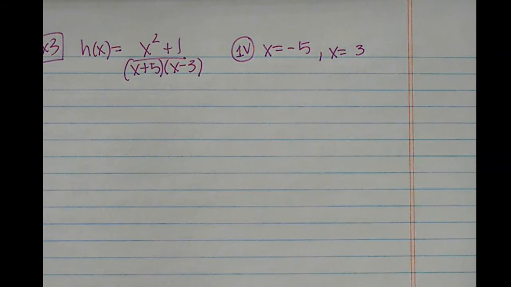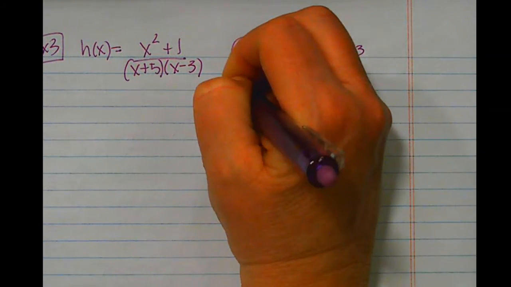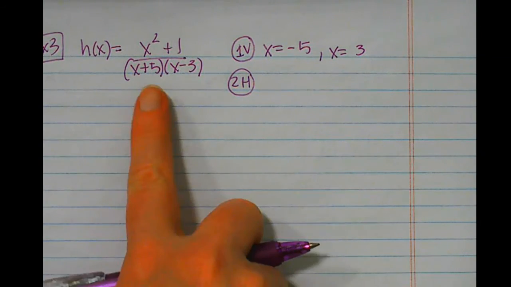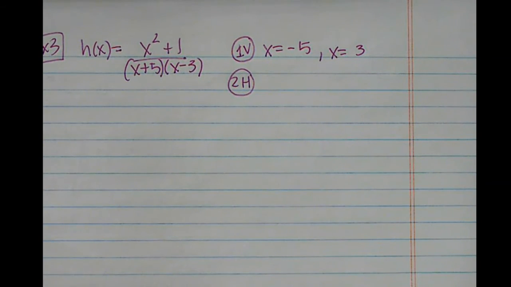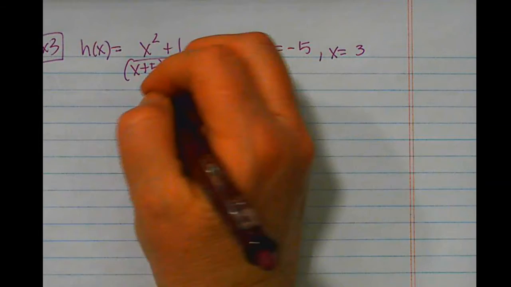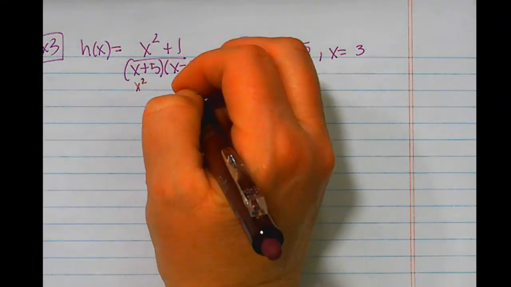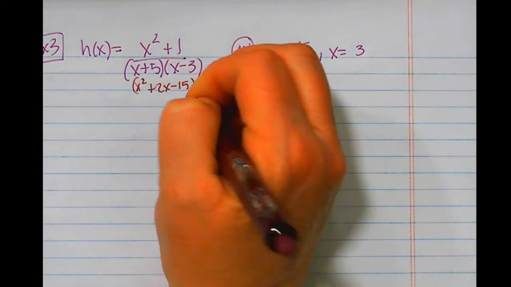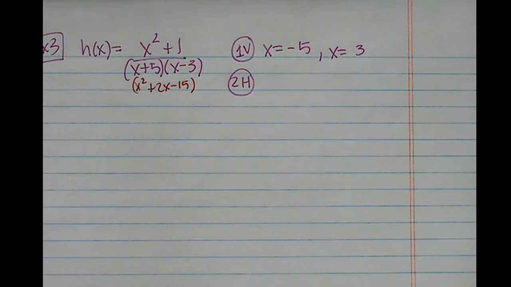Number 2, we're going to compare the degrees. So number 2 is about horizontal. If you multiply the bottom out, what would the degree be on the bottom? It would say x squared plus 2x minus 15. Okay, that's what it would say. Compare the degrees for me. Are they the same or different? They're the same.